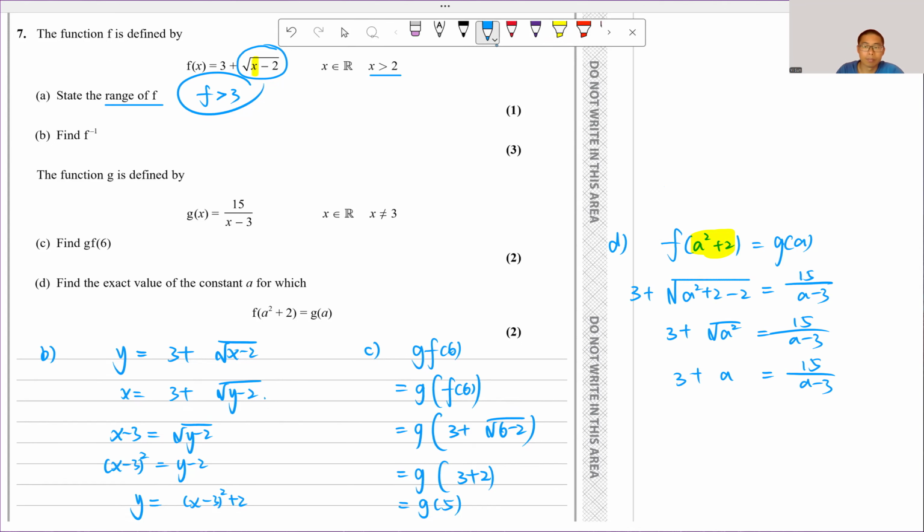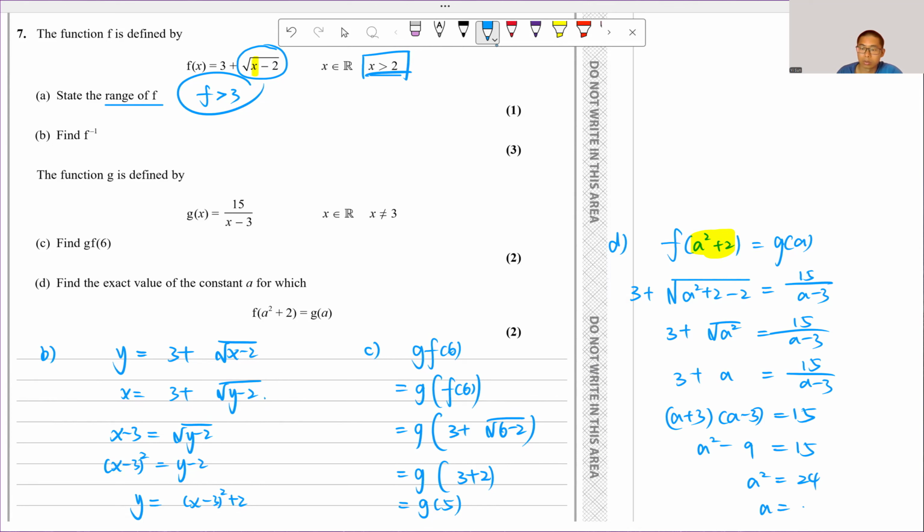And then the square root of a squared is just a, so a plus 3 equals 15 over a minus 3. Again, the reason we don't use negative a is because x is more than 2, so it cannot be negative, so we have to use positive a. So we multiply both sides by a minus 3. We have a plus 3 times a minus 3 equal to 15. And that would be a squared minus 9 equal to 15. So a squared is equal to 24.